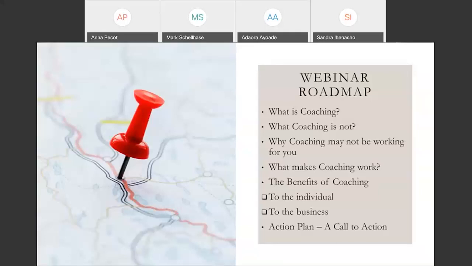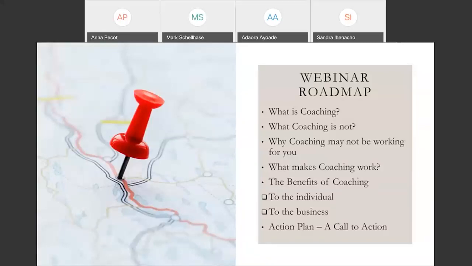I don't want to lead you yet, so when we get there, you will know what it is. We're also going to be looking at why coaching may not be working. If you're the person saying coaching has not been working for me, there are reasons why it's not working. Then we'll look at what makes coaching work, because for coaching to work, there are elements that must be in place. And last but not least, we'll look at the benefits of coaching to you as an individual and to the business.